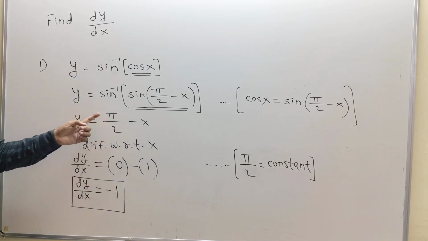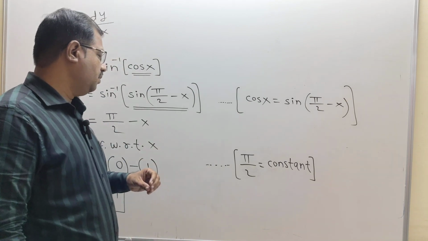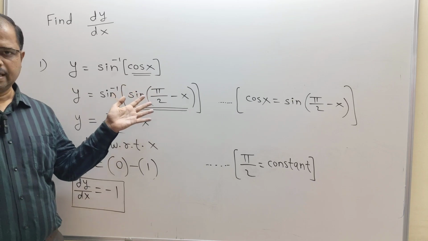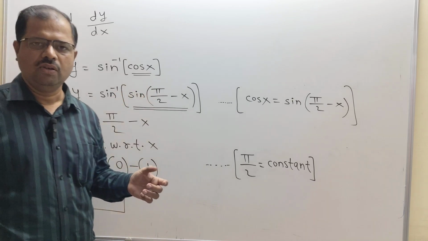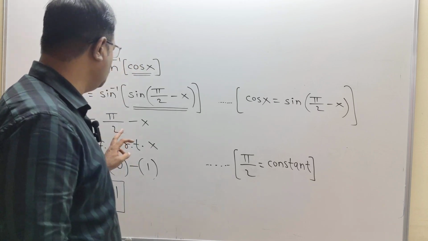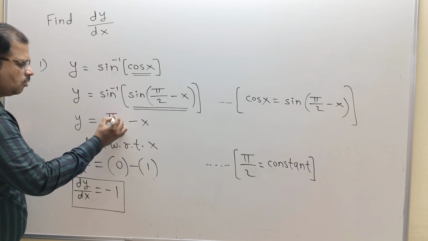Here the value of pi is 3.142. If it is in an angle, then pi by 2 is 90 degrees. Outside the angle, the value of pi is 22 by 7 or 3.142, and divided by 2 it is a constant. The derivative of a constant is equal to 0.